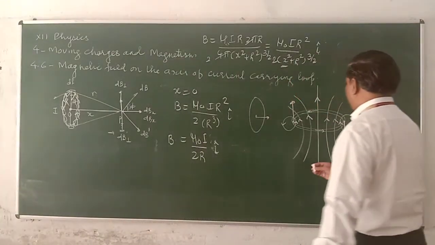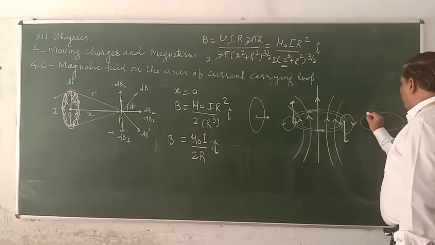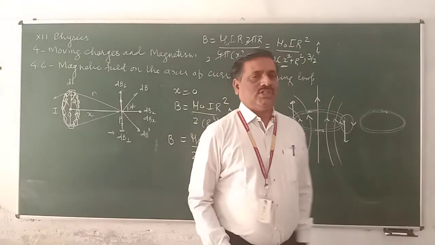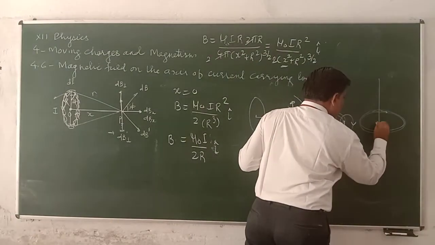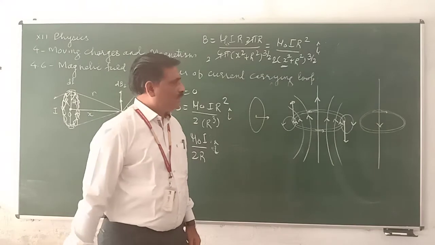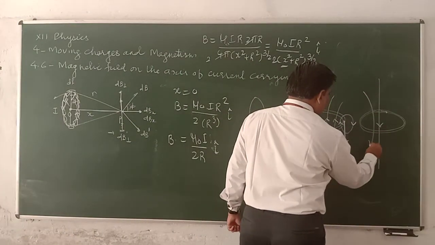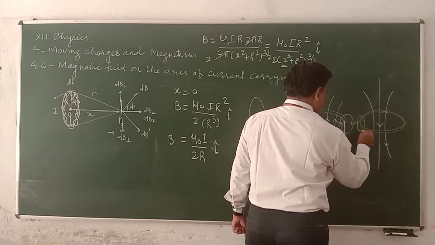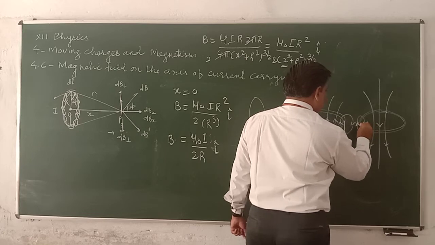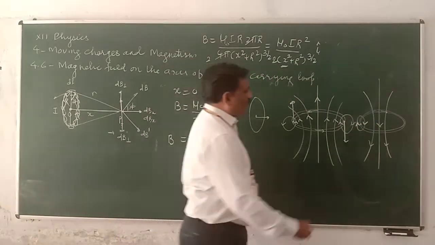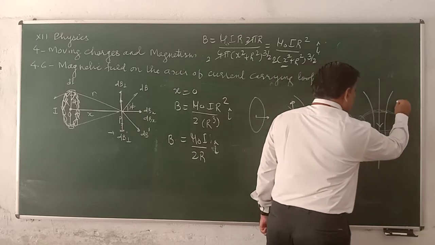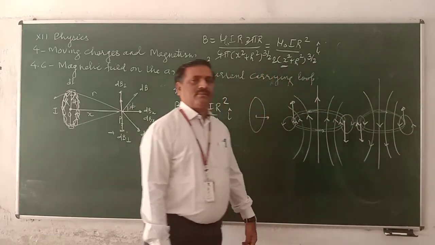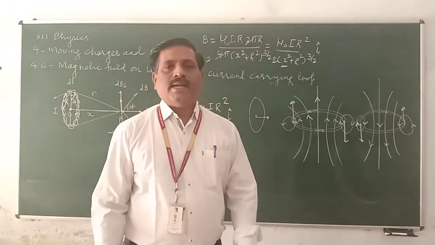In a similar manner we can depict the case where this was anti-clockwise. Now the current is in clockwise direction. If the current is clockwise, the field is in downward direction. If the field is downward, it bends in this direction. But here, you can see, here it is clockwise. Clockwise means downward direction. Here it is anti-clockwise, means upward direction.